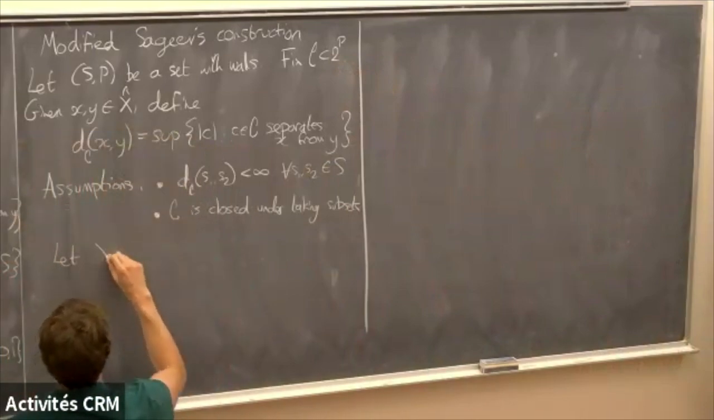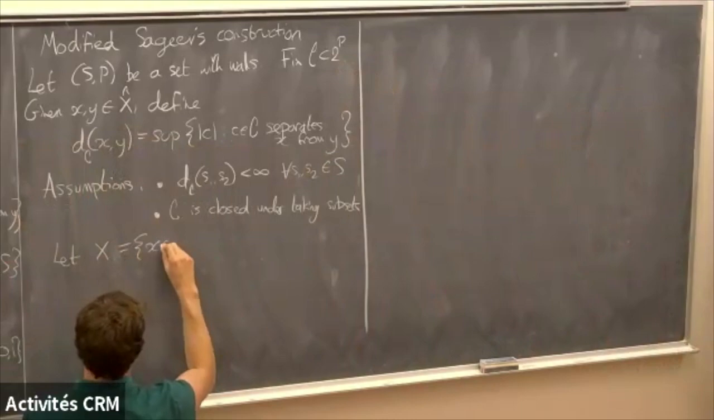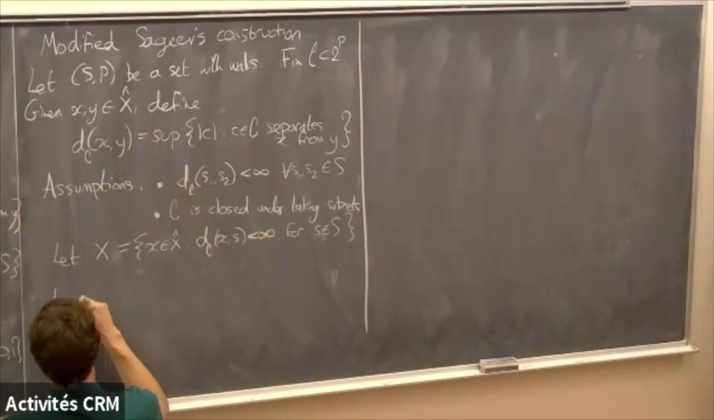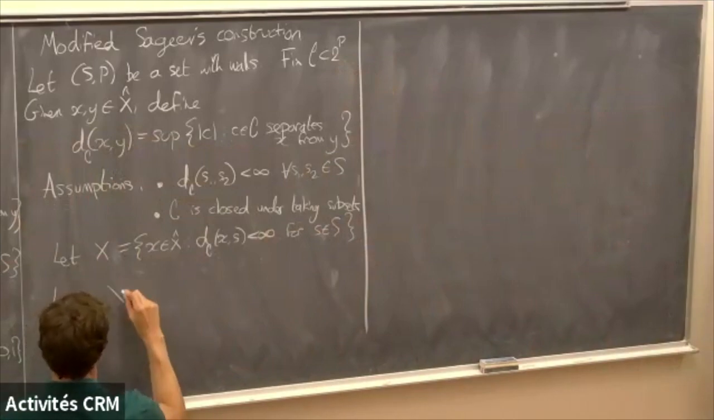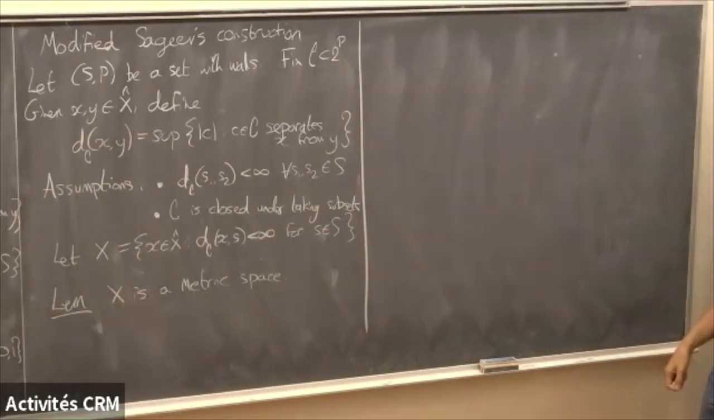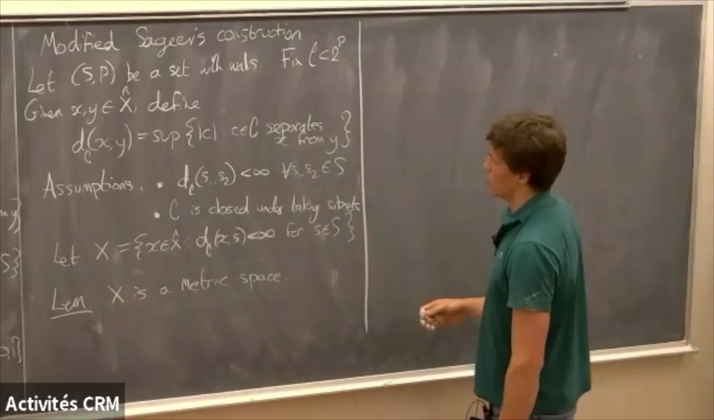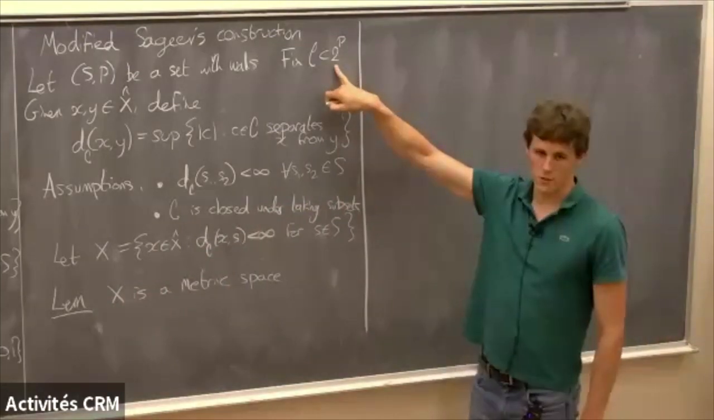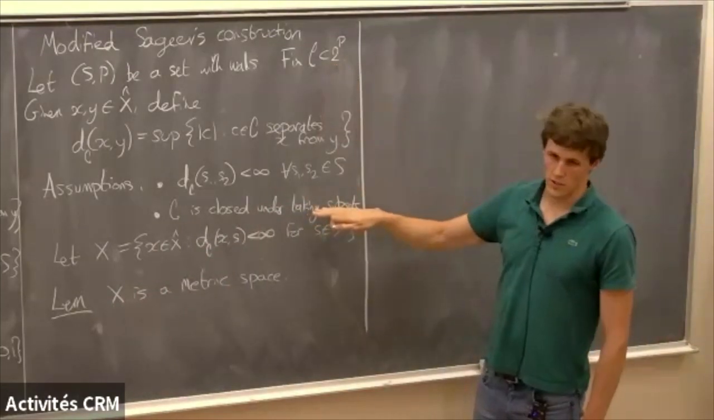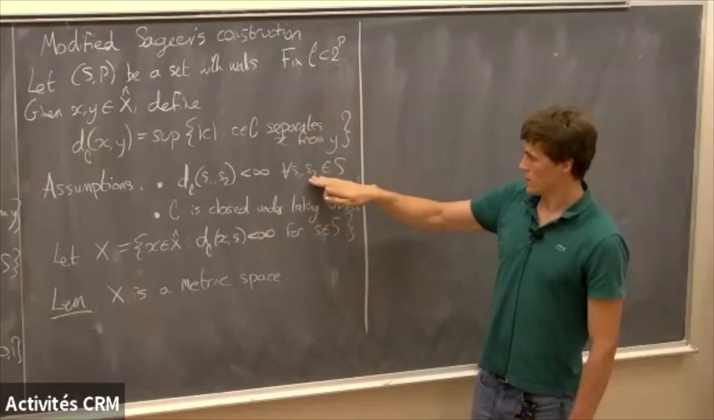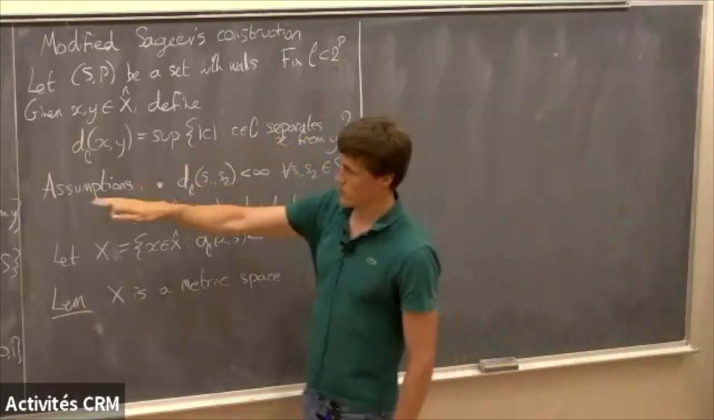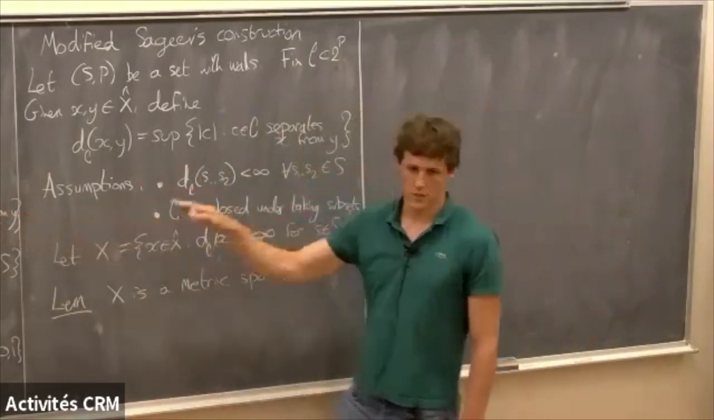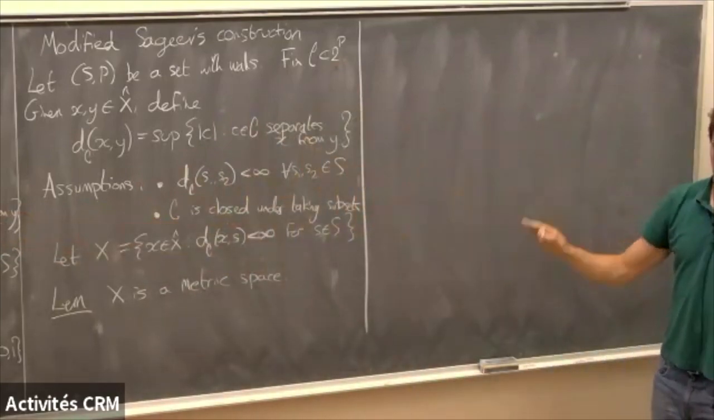So at this point, you again let X be the set of points that are at finite distance from S. And the lemma, which is what we were just discussing, is that X is a metric space. Okay, so example number 1, or example 0, is if you take C to be the entire set 2 to the p, it's clearly closed under taking subsets because it's all subsets. And this metric definition is exactly the metric here. And this assumption is exactly this assumption. And so this is exactly Sageev's construction if you take the entire power set.